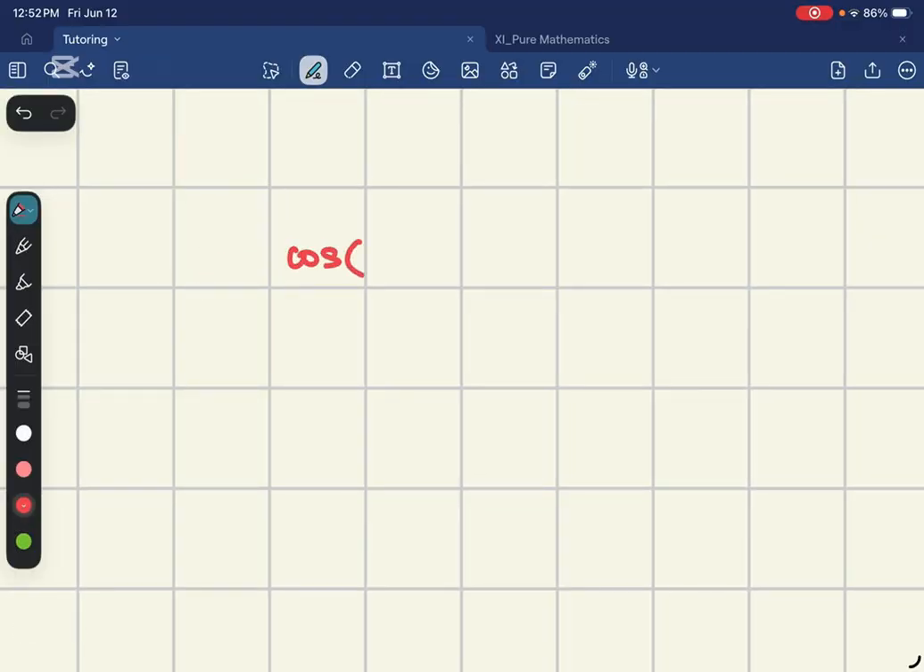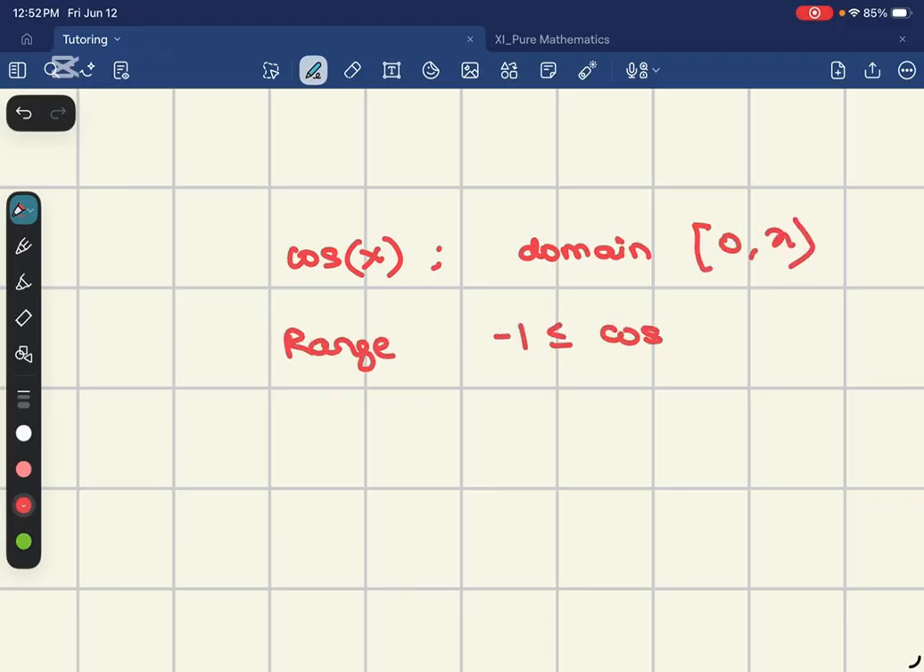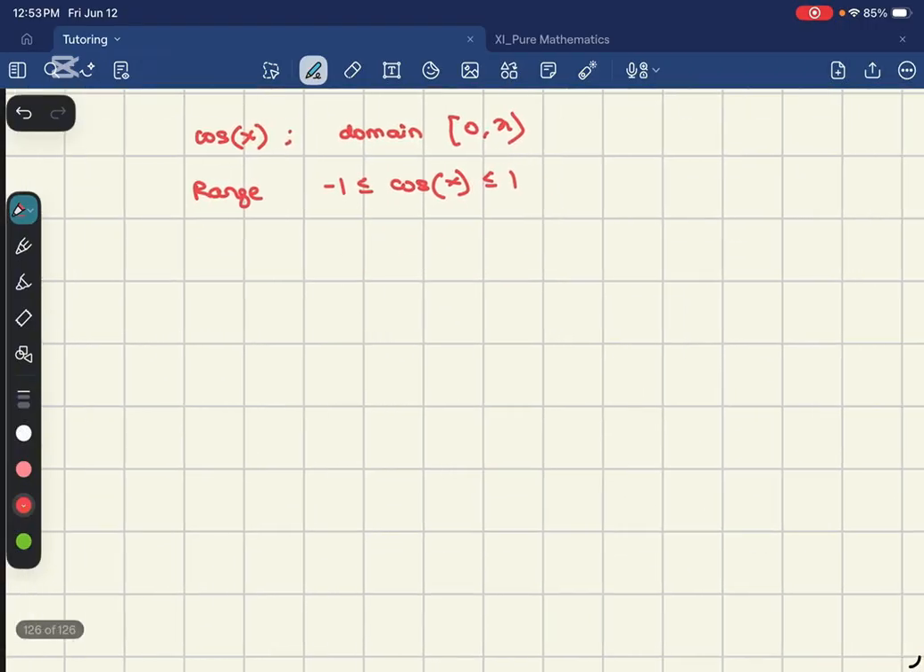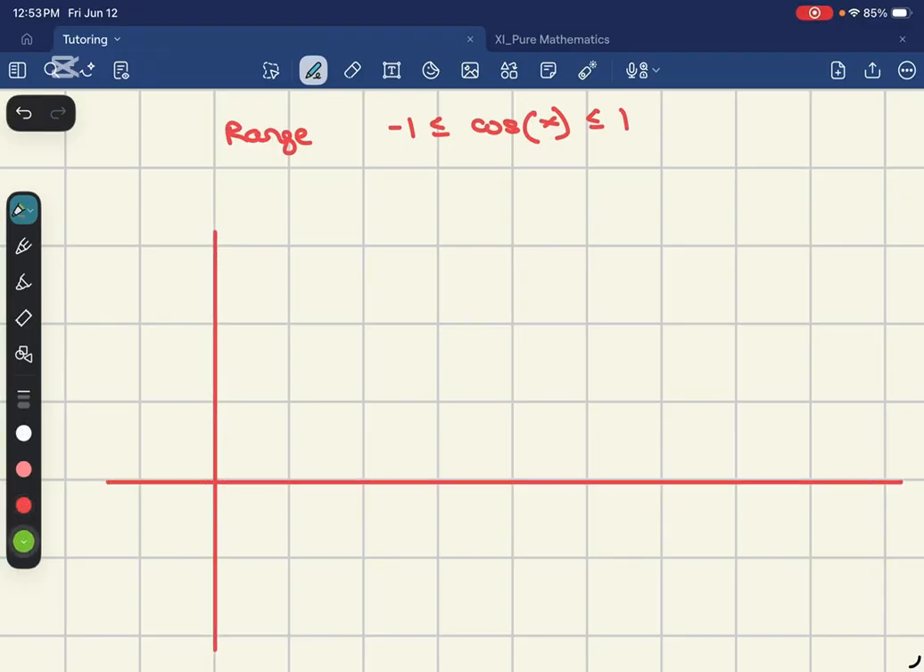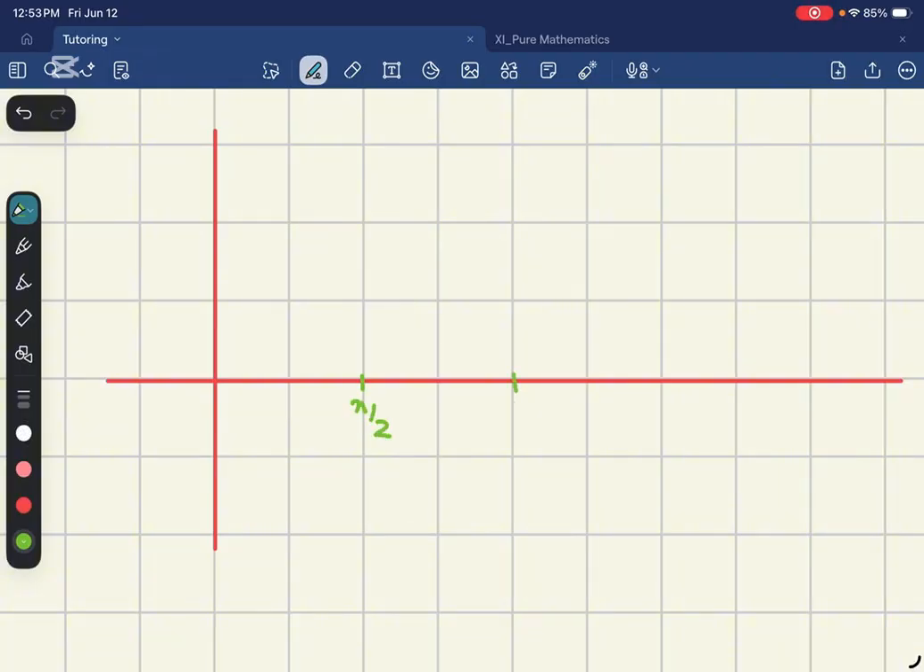So cosine of x, we are going to restrict the domain from 0 to pi. The domain is going to be from 0 to pi, and the range is going to be from -1 to +1. So what is the graph going to look like? Well, let's say this is pi/2 and this is pi. We start from 1, we go down to -1. This is the graph of cosine of x for that domain.